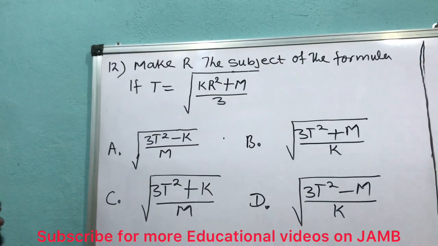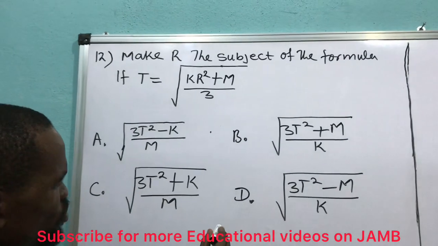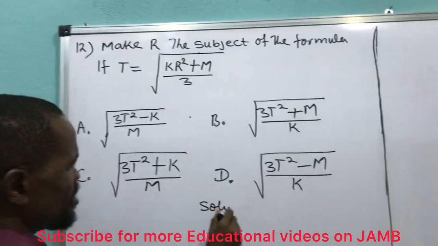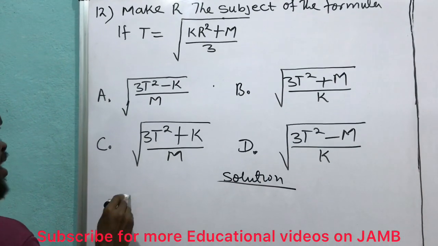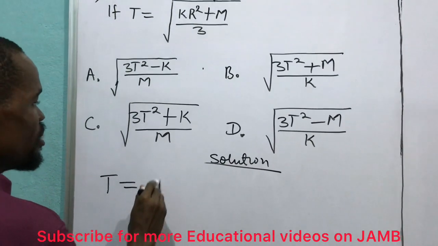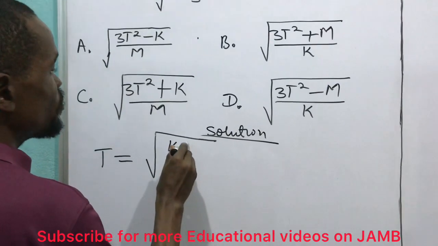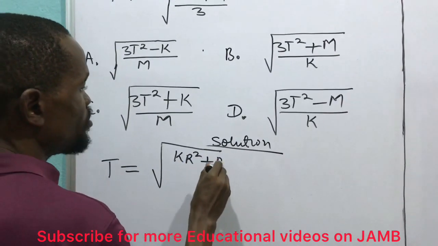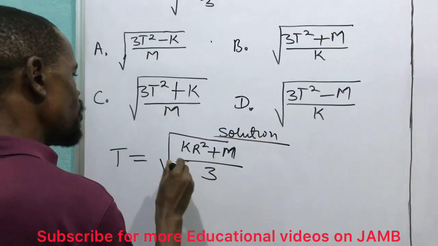Make R the subject of formula. And these are the options given to us. We go straight to solution because there's no time. Straight to solution. We have that T is equal to square root of K R squared plus M, capital M, all over 3. How do we do this?